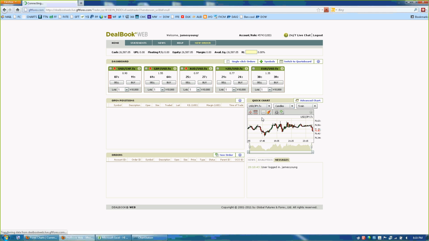All right, so here's a live chart of the euro-dollar pair. Here's the current price, 135.38. You see it? That's the current price on the chart. Now look at the current price over here.